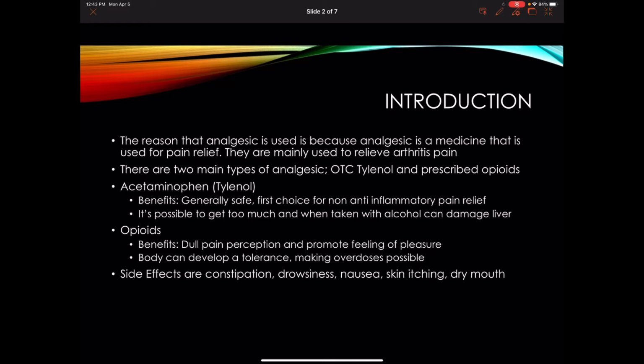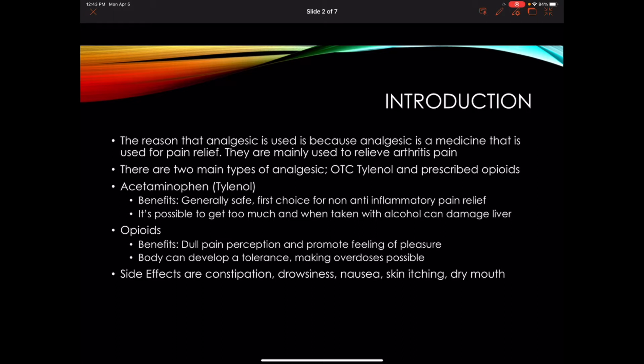Acetaminophen, or Tylenol, has the benefit that it is generally safe and is the first choice for non-inflammatory pain relief. It's possible to get too much Tylenol, which can damage the liver, and if it is taken with alcohol, it can also damage the liver.